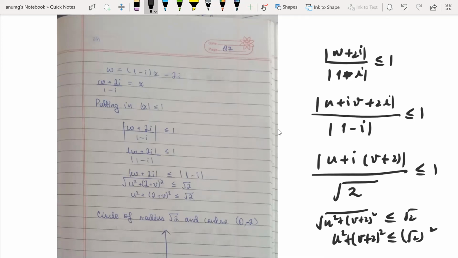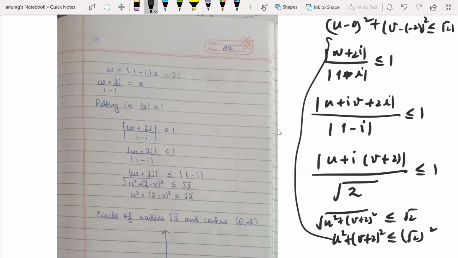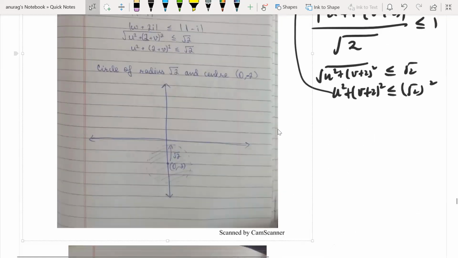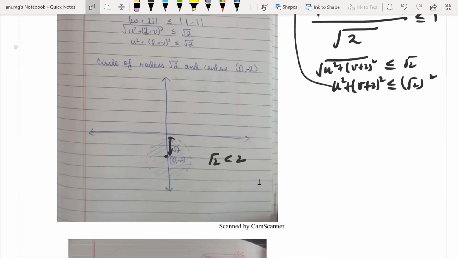Can you tell me what is this? It can be written as u minus 0 whole square plus v minus minus 2 whole square less than equal to root 2 square. Compare, this is a circle in uv plane. The center is 0 comma minus 2, radius is root 2. So we can draw this circle. Center is 0 comma minus 2, radius is under root 2, which is less than 2, so it will not touch the x-axis. This is the image in the w plane. This is the image of the given problem in the w plane.